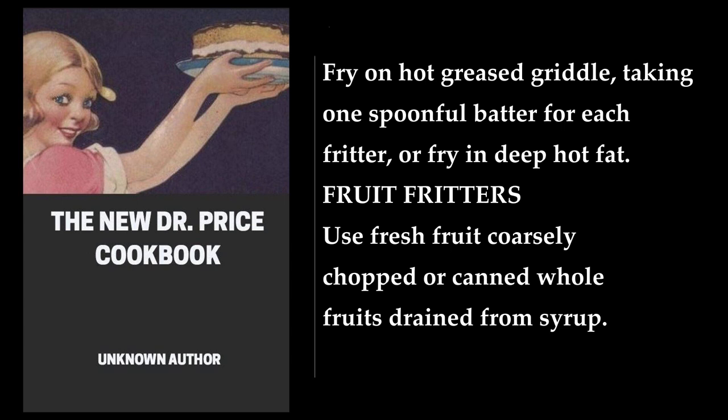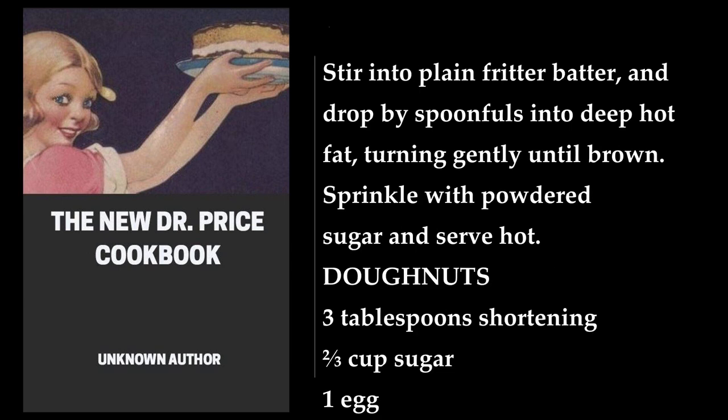Fruit fritters. Use fresh fruit coarsely chopped or canned whole fruits drained from syrup. Stir into plain fritter batter, and drop by spoonfuls into deep hot fat, turning gently until brown. Sprinkle with powdered sugar and serve hot.